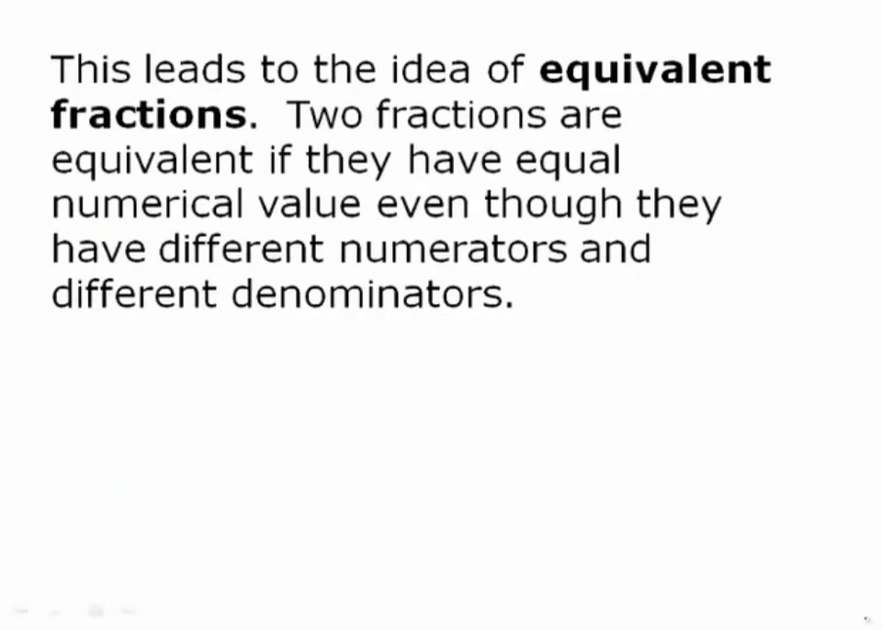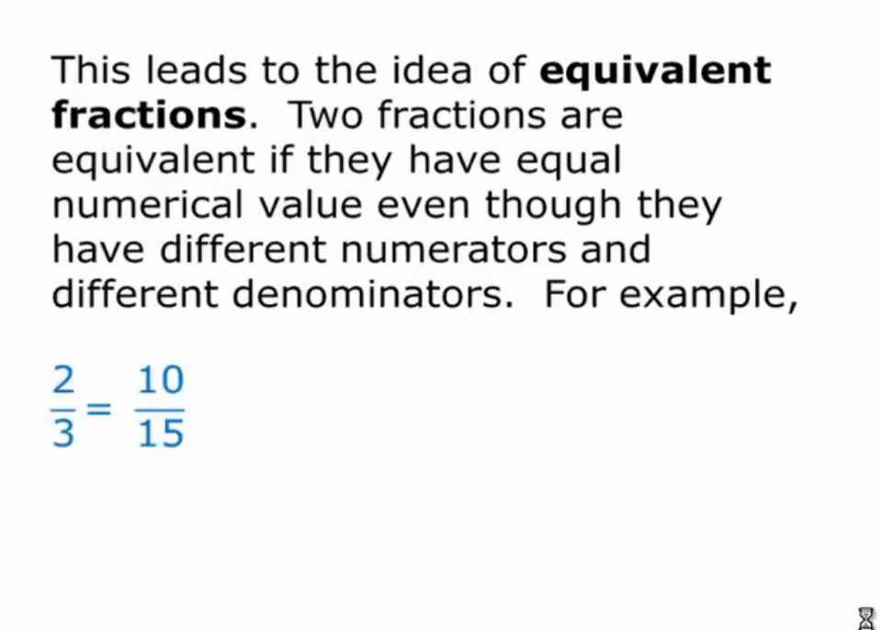This leads to the idea of equivalent fractions. Two fractions are equivalent if they have the same numerical value, even though they have different numerators and different denominators. So 2/3 equals 10/15. Those fractions are equal. We are totally allowed to put an equal sign between them, which of course is a very powerful statement. We're saying that those two have exactly the same mathematical value, even though they look very different. In fact, one way to see what's going on here, we can write the 10 and the 15 as products, 2 times 5 over 3 times 5. In other words, the numerator and the denominator of the original fraction both got multiplied by the same factor.